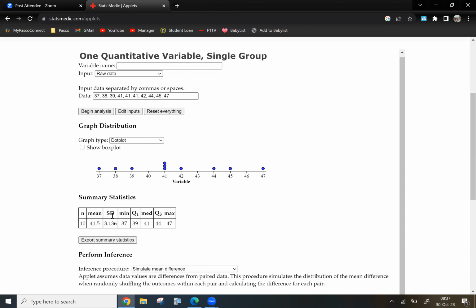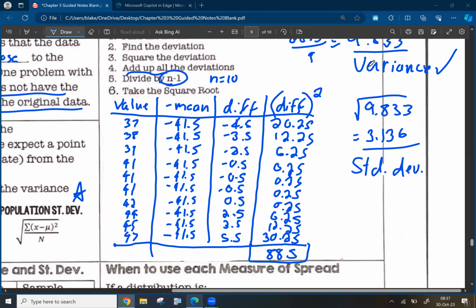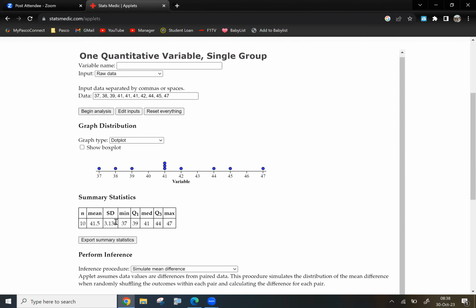It doesn't give you the variance. It gives you the standard deviation though, but like I said, it doesn't give you the variance. So if you ever need to figure out the variance, remember the standard deviation is just the square root of the variance. So if you take the standard deviation and square it, 3.136 squared, you'll get the variance. It's not listed here, but it's easy to find if you remember how to use the standard deviation to get it. You square the standard deviation, you get the variance. So easy to calculate from here.